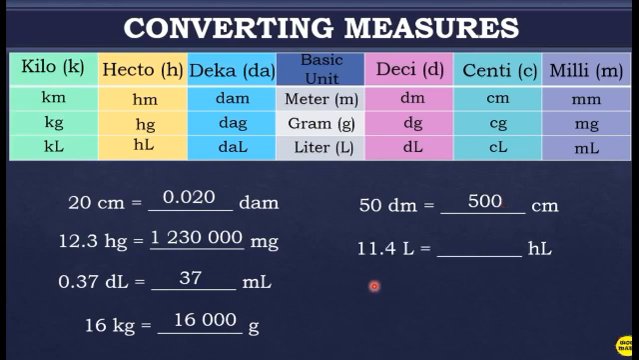Next. So, I have 11.4 liters. How many hectoliters? So, liters to hectoliters. Simula tayo dito. 1, 2. Ulitin ko ha. Liters to hectoliters. 1, 2. Kung ano yung nauna, dun ka magsisimula. So, 1, 2.